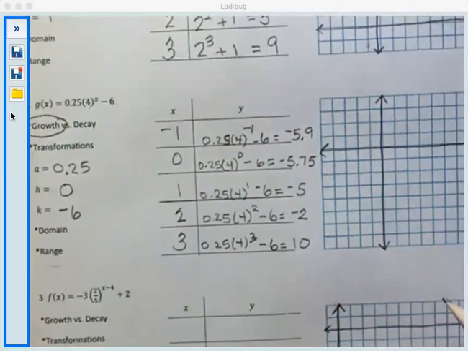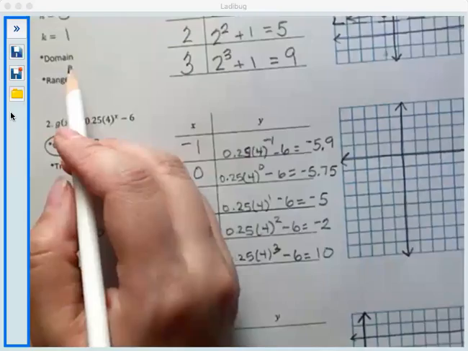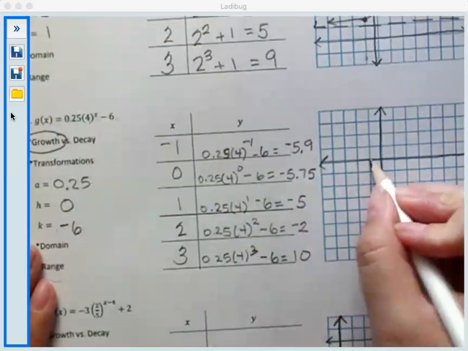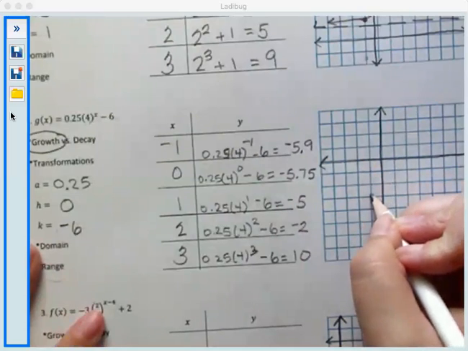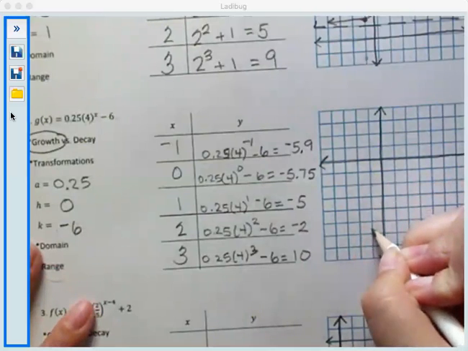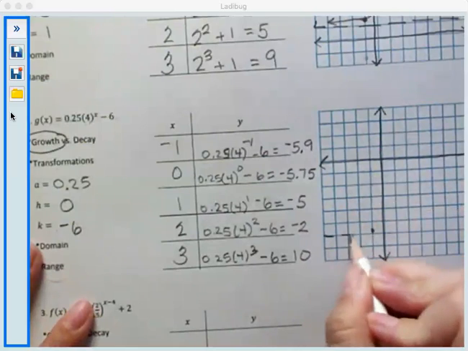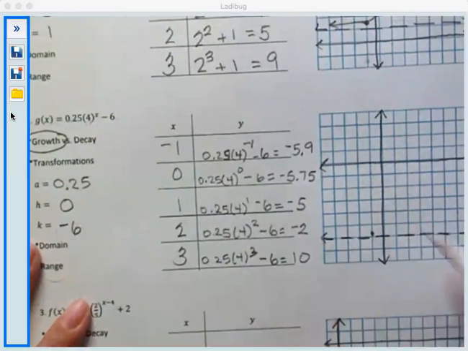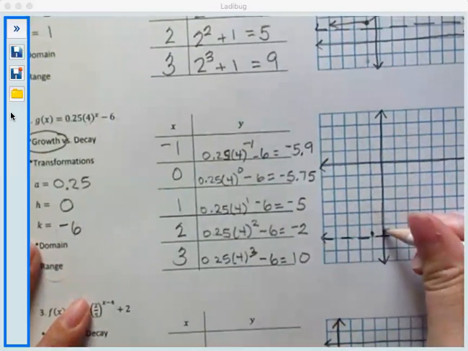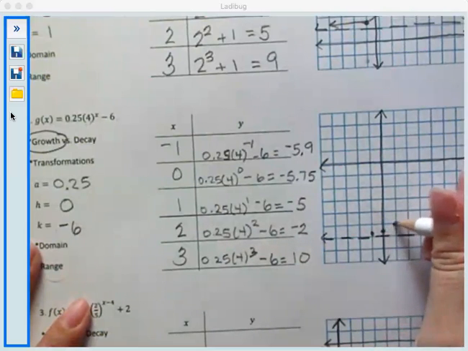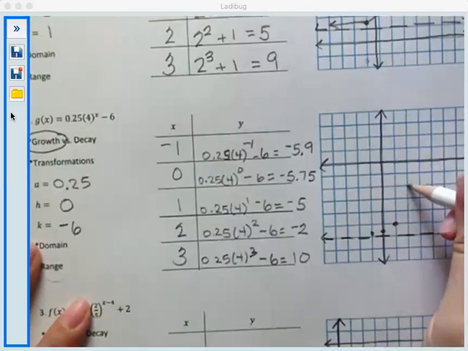So now we're going to go ahead and graph these. Oh, we forgot our domain and range. We'll go back in just a second and finish that one. So here I have -1 and -5.9, almost touching. And remember, my asymptote is -6, so I cannot cross that line. 0 and -5.75, so probably right about there. 1 and -5, 2 and -2, 3 and 10.